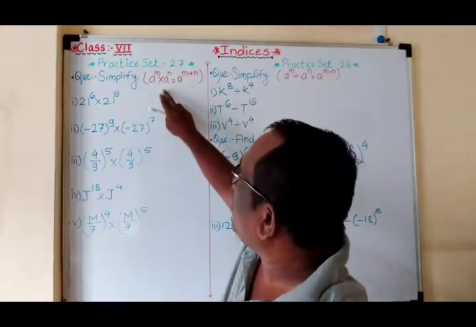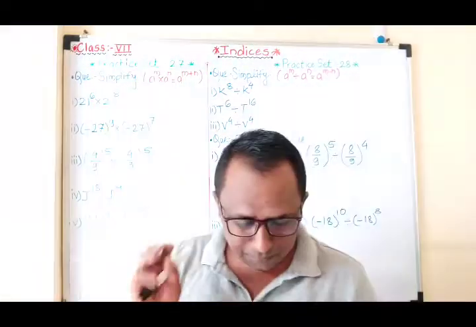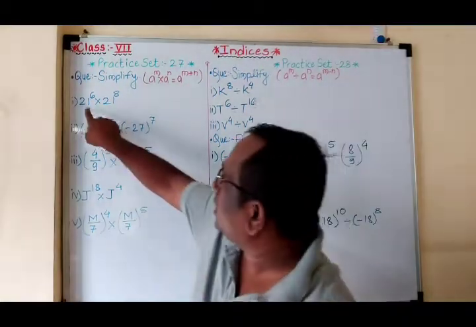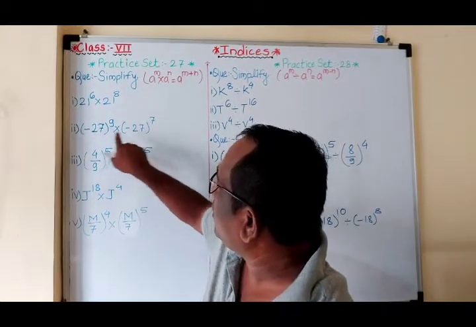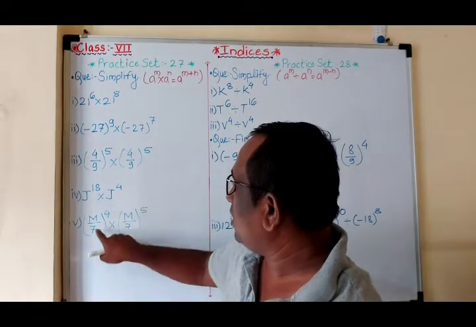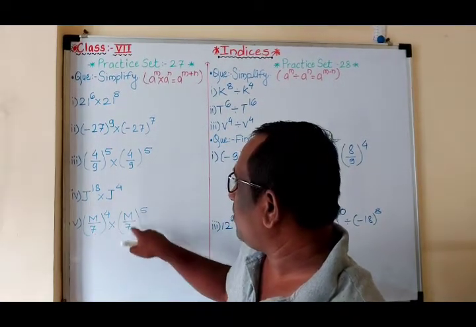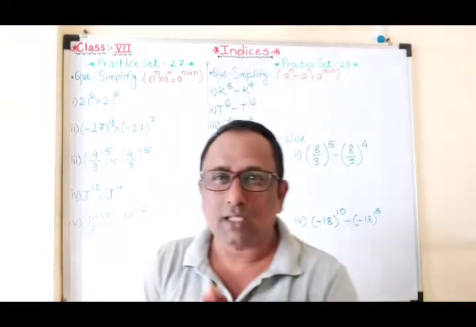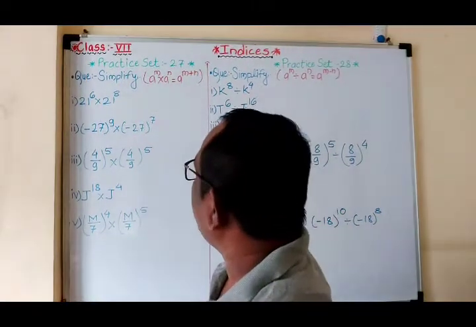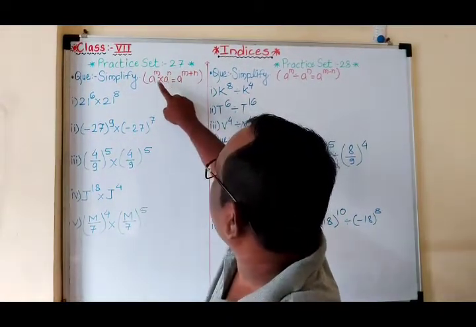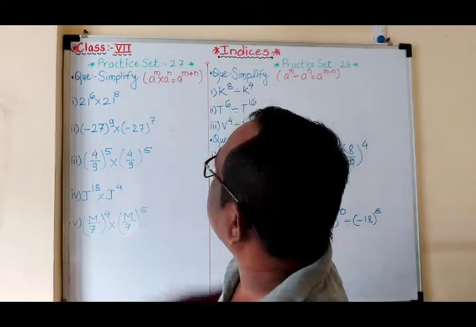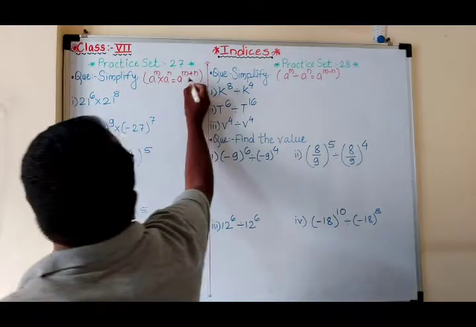Now here is the formula for multiplication of indices of the same base. Here the bases are 21, 21 and the base is the same. Then minus 27, minus 27, 4 upon 9, 4 upon 9, j, m upon 7, m upon 7. So your bases are the same. We only have to deal with the indices, or index. Now see, the formula: a raised to m multiplied by a raised to n is equal to a raised to m plus n. Now how do we solve? We have to apply this only.